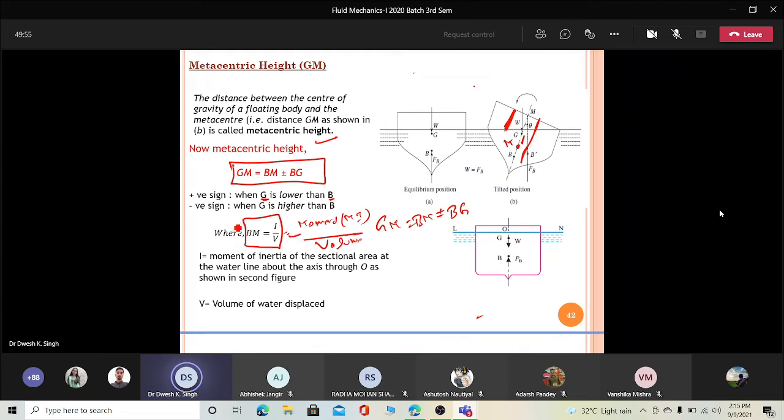Now you can find the complete derivation of this relation in the book. It's very easy. It depends on the concepts of couple and all the mathematical simplification. That's all. And there is another method, the experimental method, which we also do in the lab. We have experiments and devices for finding this, like the metacentric height. So that is the experimental method.